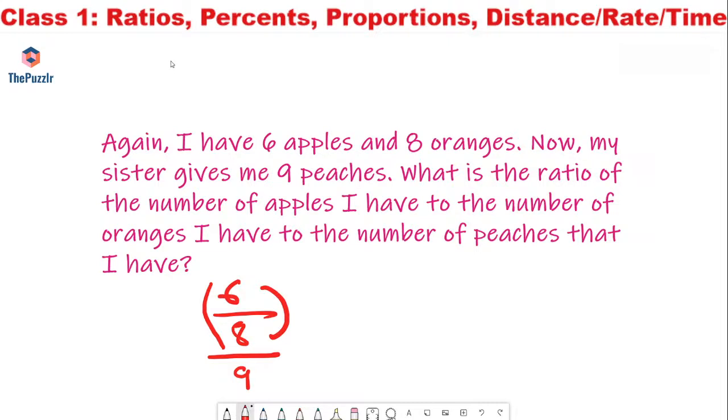We use the colons. How do we do that? We write 6 to 8 to 9. Now you might be wondering, the 6 and the 8 have a common factor of 2, so can't I simplify that? Unfortunately, you cannot, because 9 doesn't have a common factor of 2. Whenever you're simplifying a ratio, you need to make sure that all elements of the ratio have that factor. It's not enough for just 2 of them to have it.